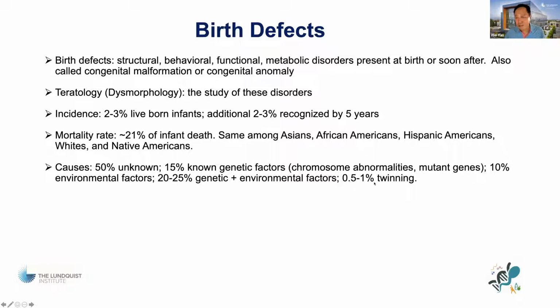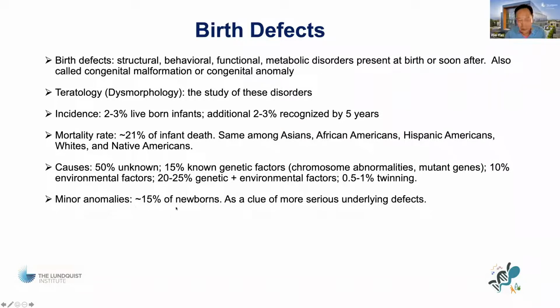And one thing that is kind of interesting: twinning is actually a major contributor to birth defects. The more fetuses you have simultaneously, the more they compete for the limited support from the microenvironment of the uterus, and that really increases the chance of birth defects.